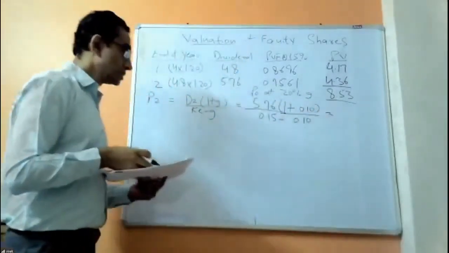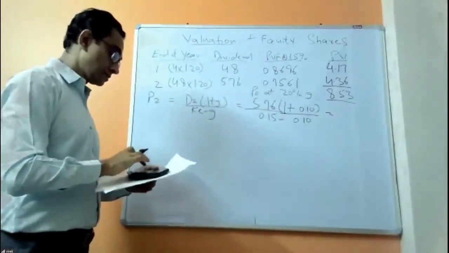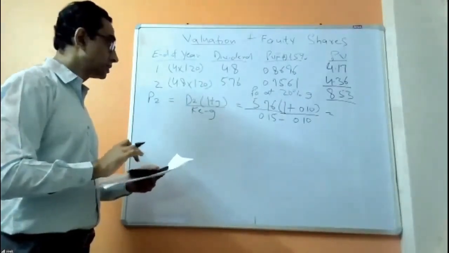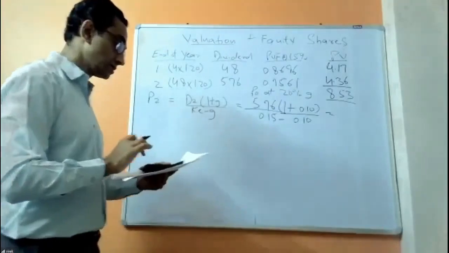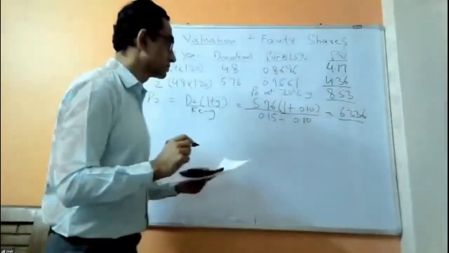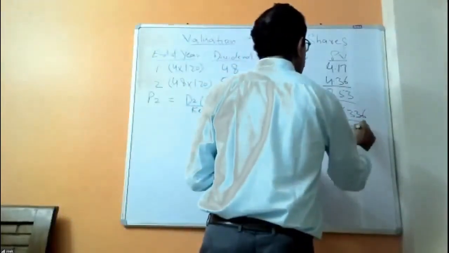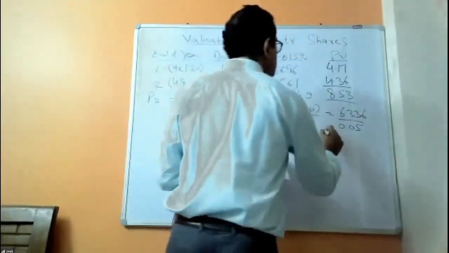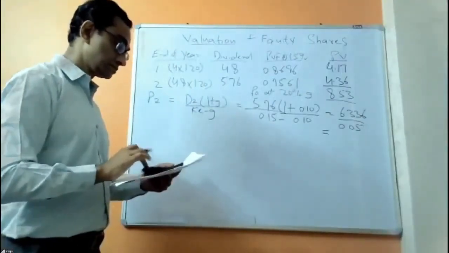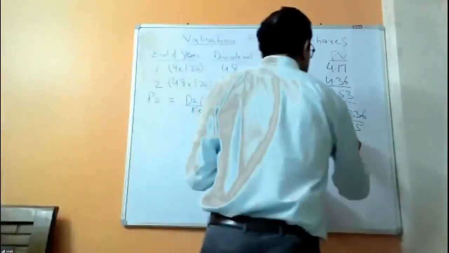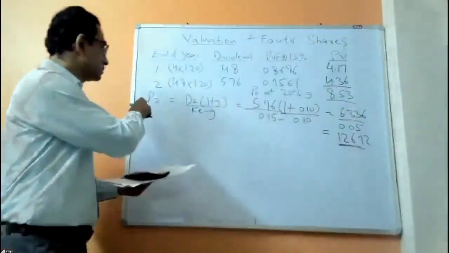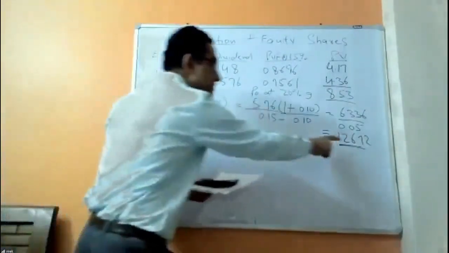Okay. So let us solve this. 5.76 multiplied by the growth rate is 6.336, divided by 0.05. So it is actually coming to 126.72. So it is the present value at the start of the third year, this 126.72.